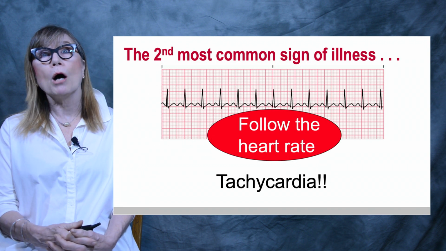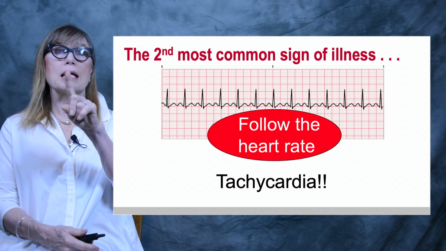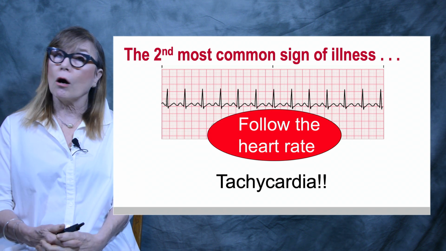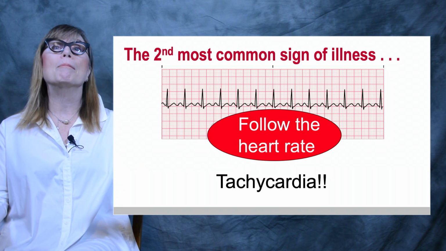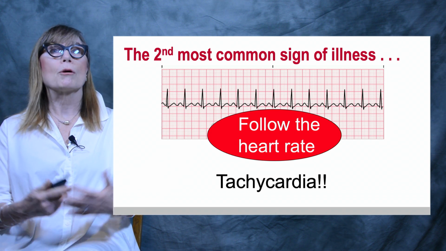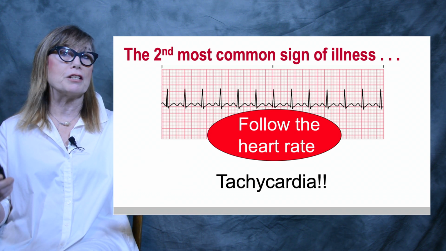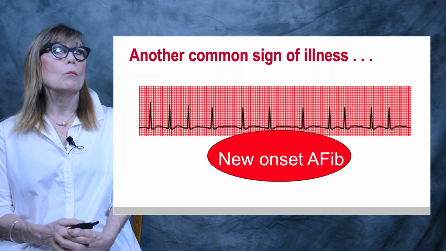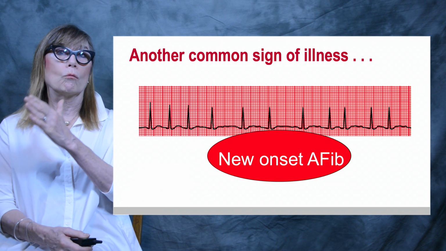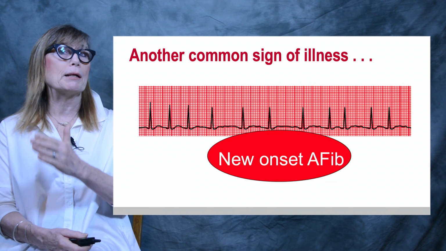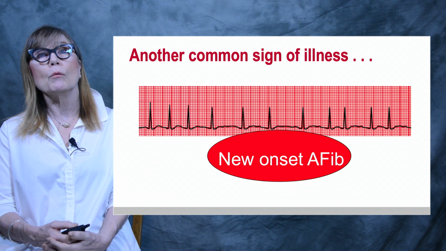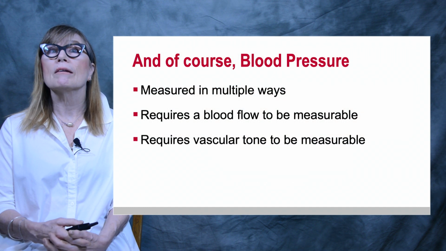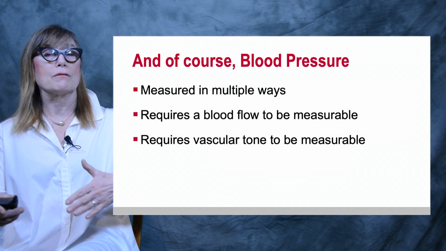The second most common sign of illness, remember the first is that rapid respiratory rate, but the second is tachycardia. So we're always going to follow the heart rate. And by the way, persistent tachycardia is never normal. Persistent tachycardia is always telling us about compensation. So when we think about that, we correlate that to another rhythm that frequently tells us about decompensation, and that would be new onset atrial fibrillation. So when we think of this, we correlate those two in terms of circulation.